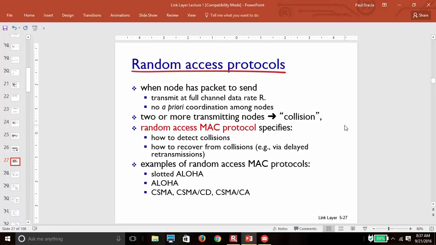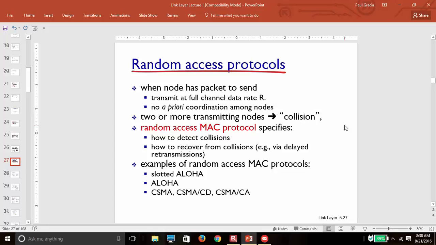However, the downside of random access protocols is the possibility of a collision, where two nodes send data, meaning signals on a wire that are going to collide. So each random access protocol has to figure out how to detect a collision and how to recover from a collision. Usually that means you have to retransmit.